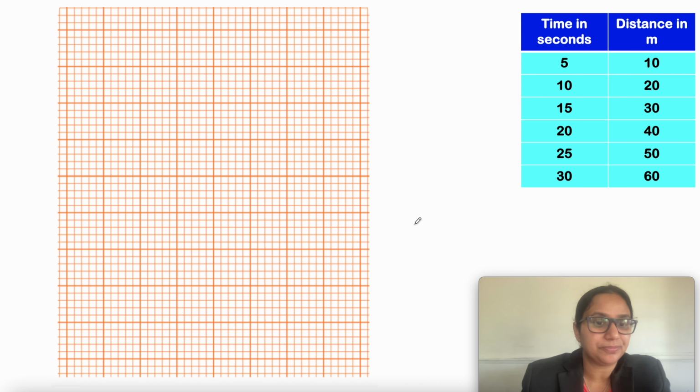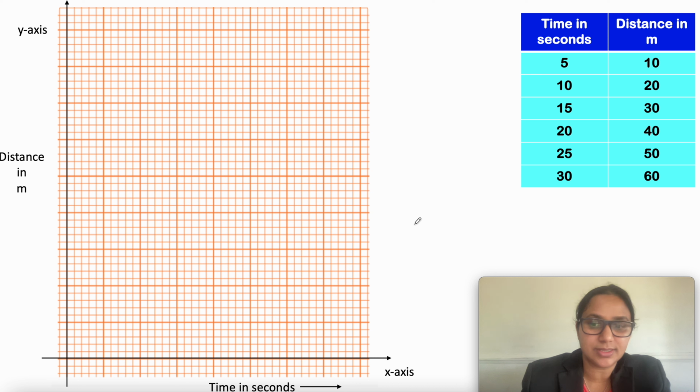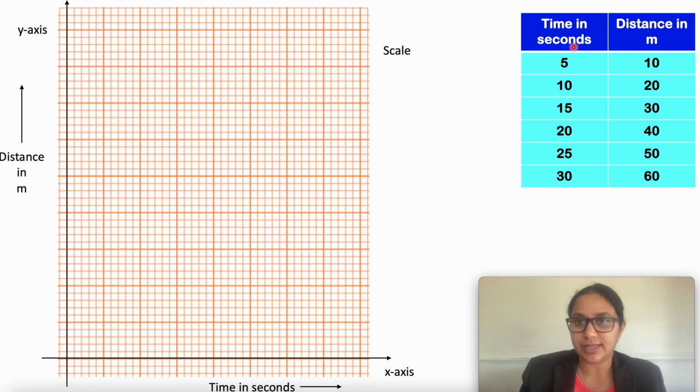So we have the graph sheet here. First we have to choose the x-axis and the y-axis. We have time in seconds along the x-axis, distance in meters along the y-axis, and first we have to choose the scale. So how do we choose that? As you can see here, time in seconds varies from 5 seconds to 30 seconds. So 5 is the least number and 30 seconds is the maximum number. Our scale should be such that it fits in this graph sheet. If you choose 1, 2, 3, 4, we don't have that much space here. So we can choose 5, 10, 15, 20, 25, 30. That means the scale along the x-axis is 1 centimeter is 5 seconds.